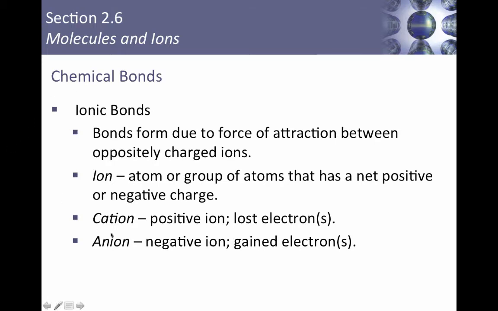And if you remember the terms, we have a cation, that's a positively charged ion, and it lost electrons. And then the other term is an anion. It's a negative ion and it has gained electrons. So if you have trouble remembering the two, I always look at it as this T in cation is kind of like a plus sign, and so that is the positive ion. An anion has the extra N in it, and it is the negative ion.